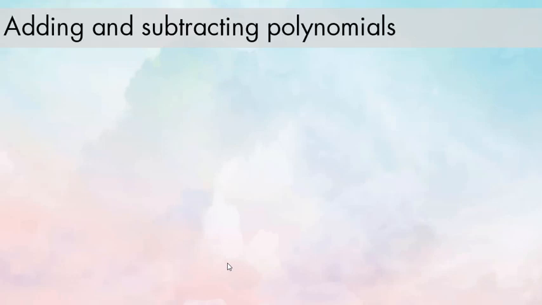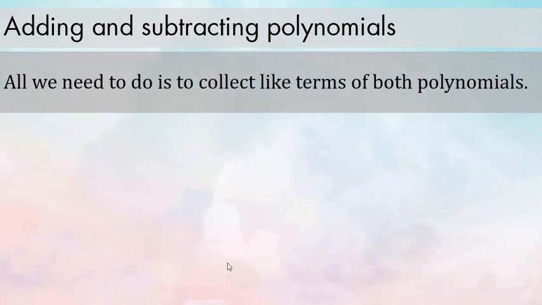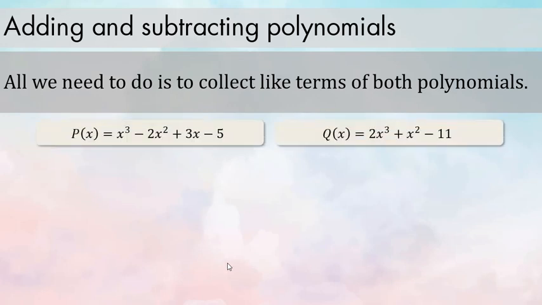And the next part of today's lesson is to learn how to add and subtract polynomials. That is very easy. All we need to do is to collect like terms of both polynomials. Do you remember like terms? The terms of same variable parts.